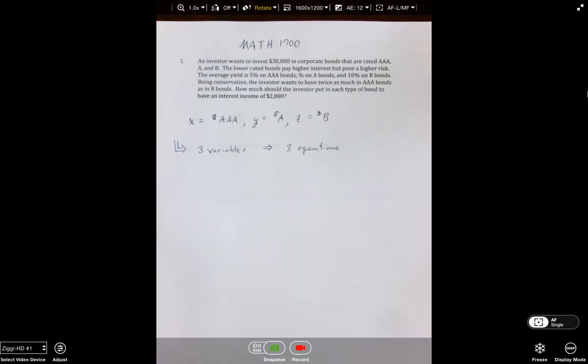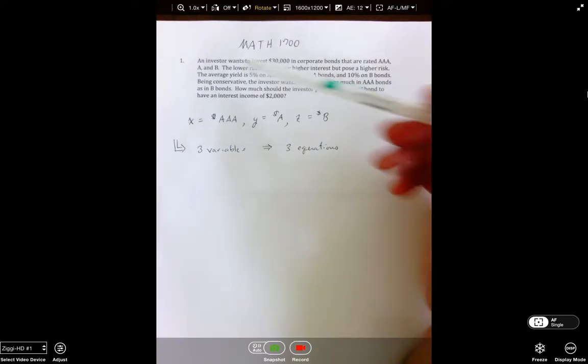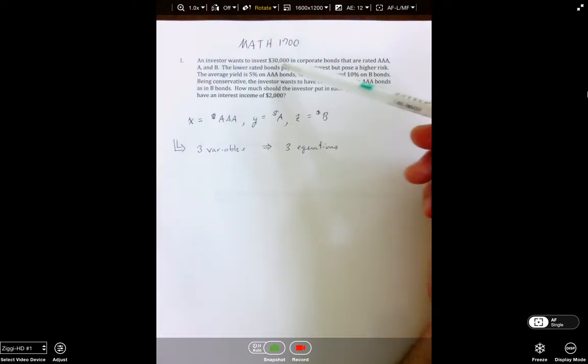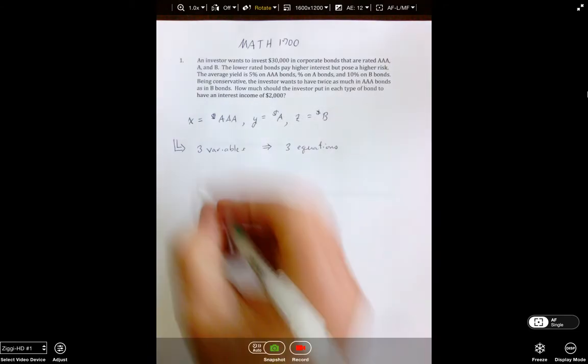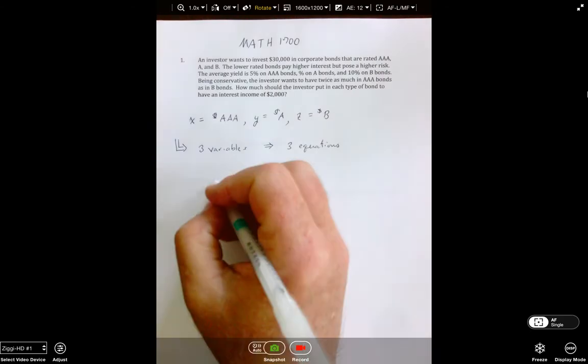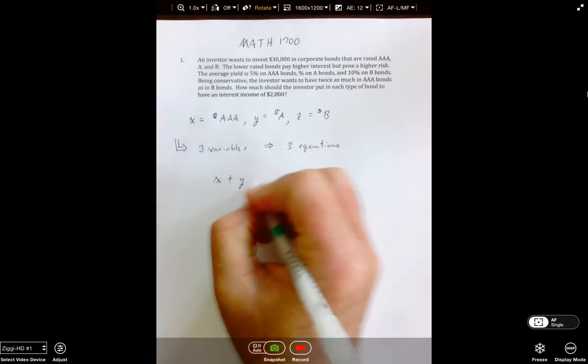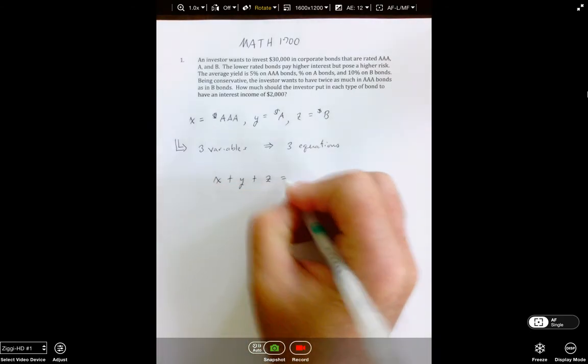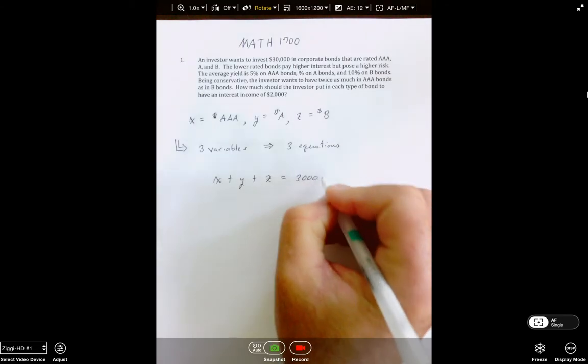for three equations. Okay? Well, the first one, at least in my opinion, is that this investor wants to invest a total of $30,000. So the amount here plus the amount here plus the amount here has to be $30,000. So X plus Y plus Z has to be equal to $30,000.